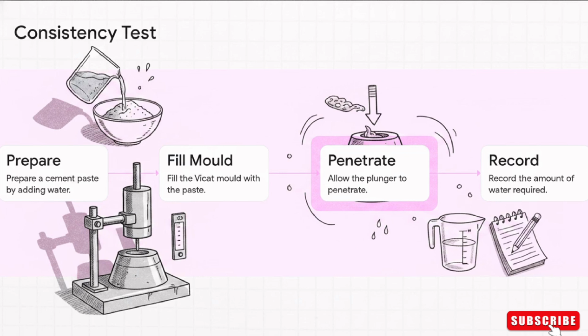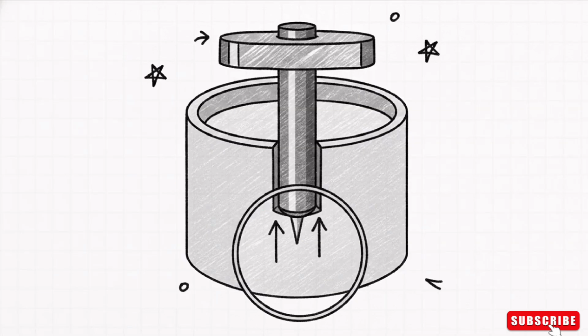Our goal here is to find the exact quantity of water needed for a standard cement paste. To do this, we prep a paste and place it right into the VCAT mold. Then, we let this metallic plunger penetrate the sample. As it drops, we're carefully recording the exact amount of water required to achieve the correct depth. So the really critical point is knowing exactly what that quote-unquote correct penetration actually looks like.